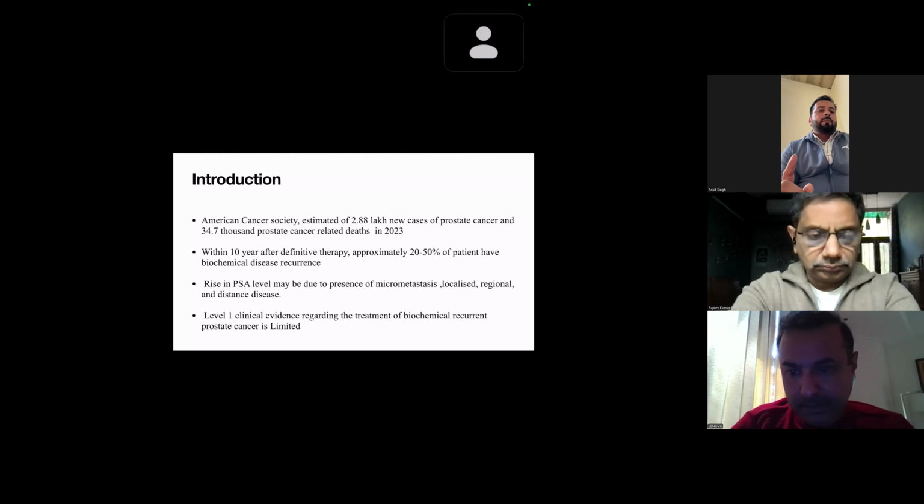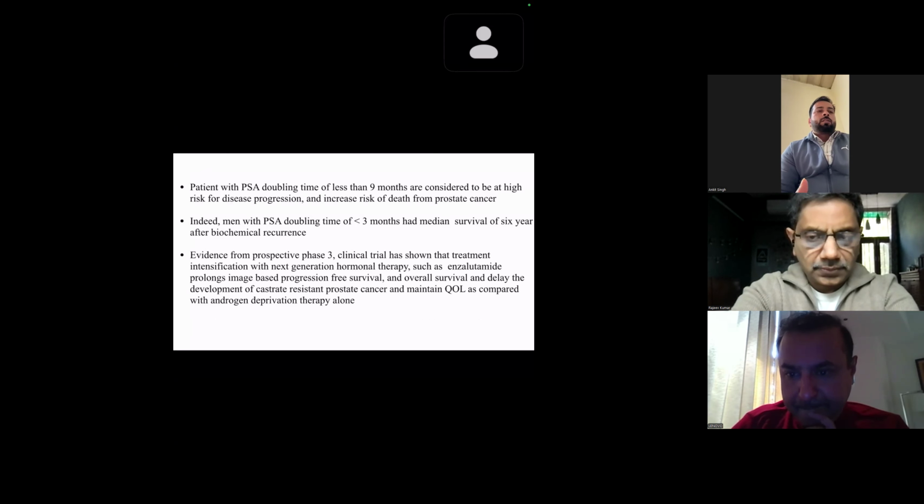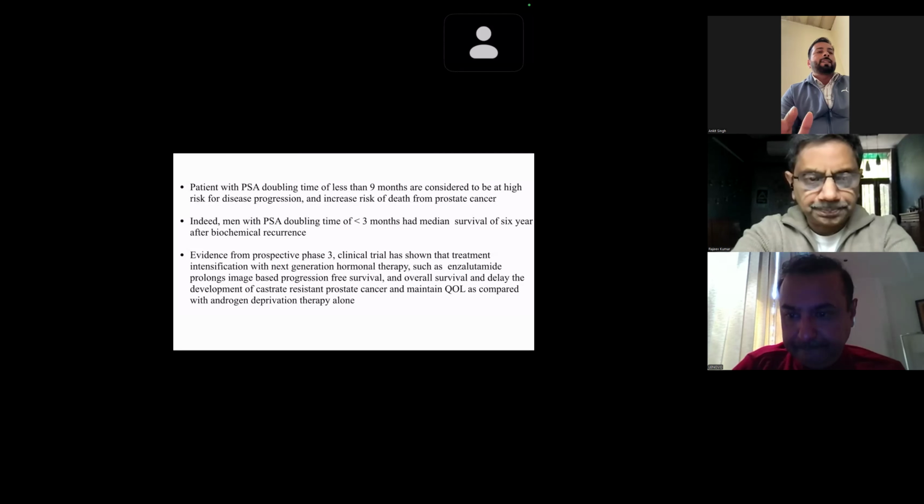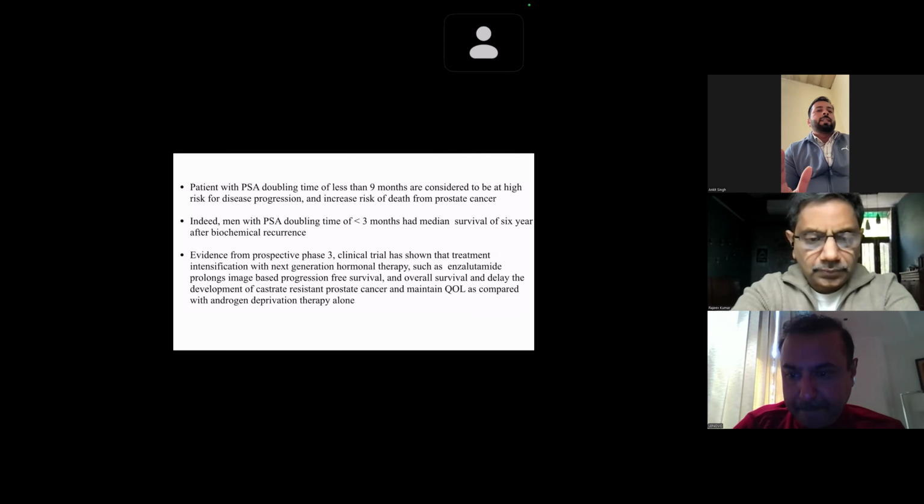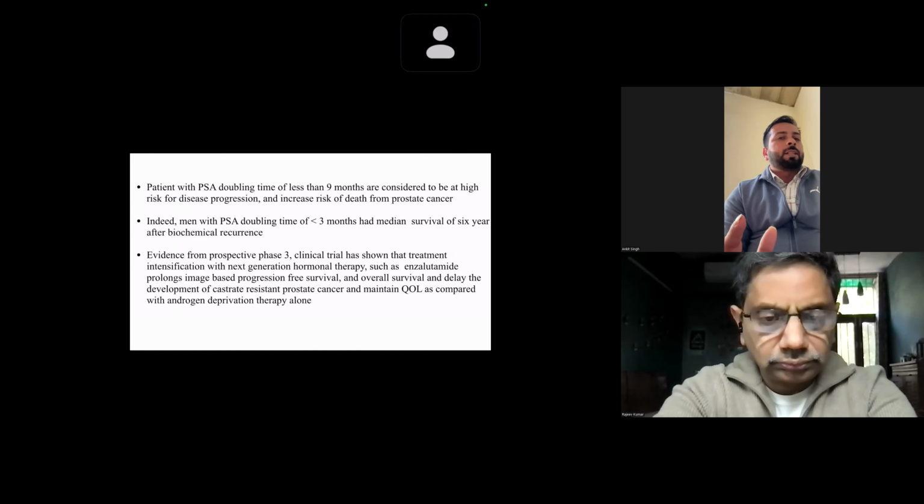A rise in PSA level may be due to micrometastasis, regional localized disease, and distant disease. Level 1 clinical evidence regarding the treatment of biochemically recurrent prostate cancer is limited. Patients with PSA doubling time less than 9 months are considered to be at high risk for disease progression and increased risk of death from prostate cancer. In fact, in men with PSA doubling time less than 3 months, the median survival is expected to be 6 years after biochemical recurrence.